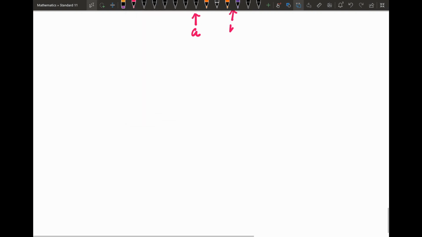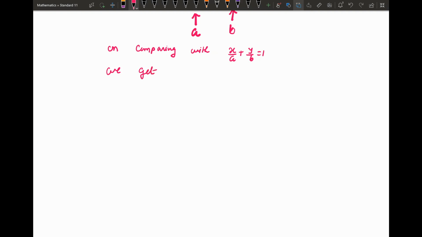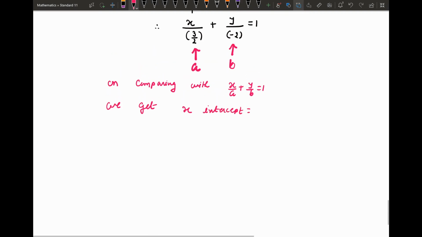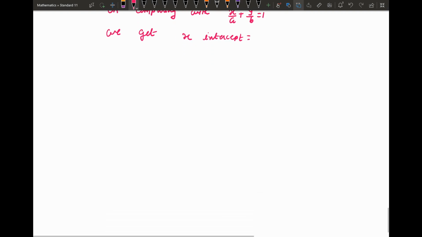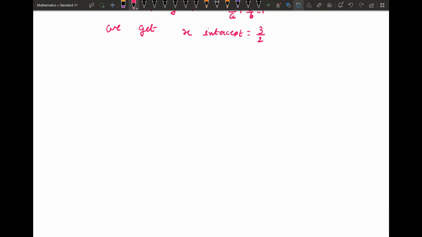So on comparing with x by a plus y by b, we get x intercept equal to 3 by 2 and y intercept equal to minus 2.